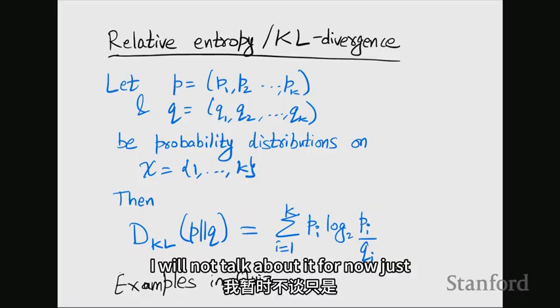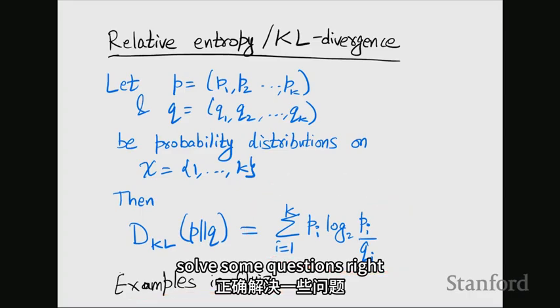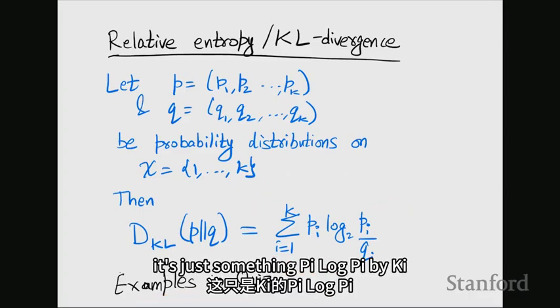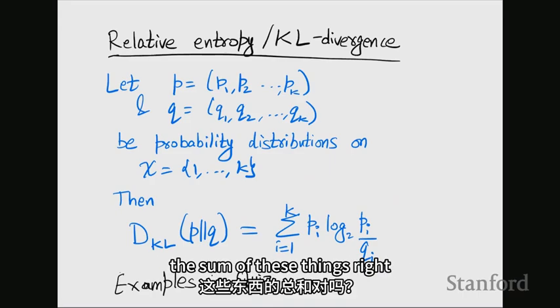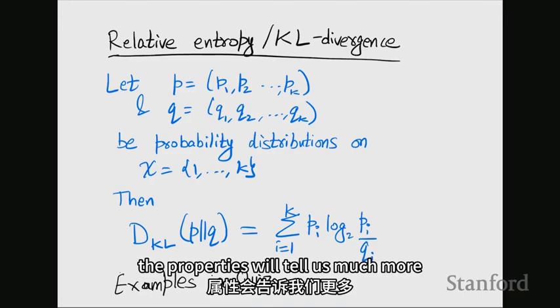I will not talk about it for now. You will have some examples in the quiz, solve some questions, right? It's just the sum of Pi log Pi by Qi, right? It doesn't tell you much, but the properties will tell us much more.